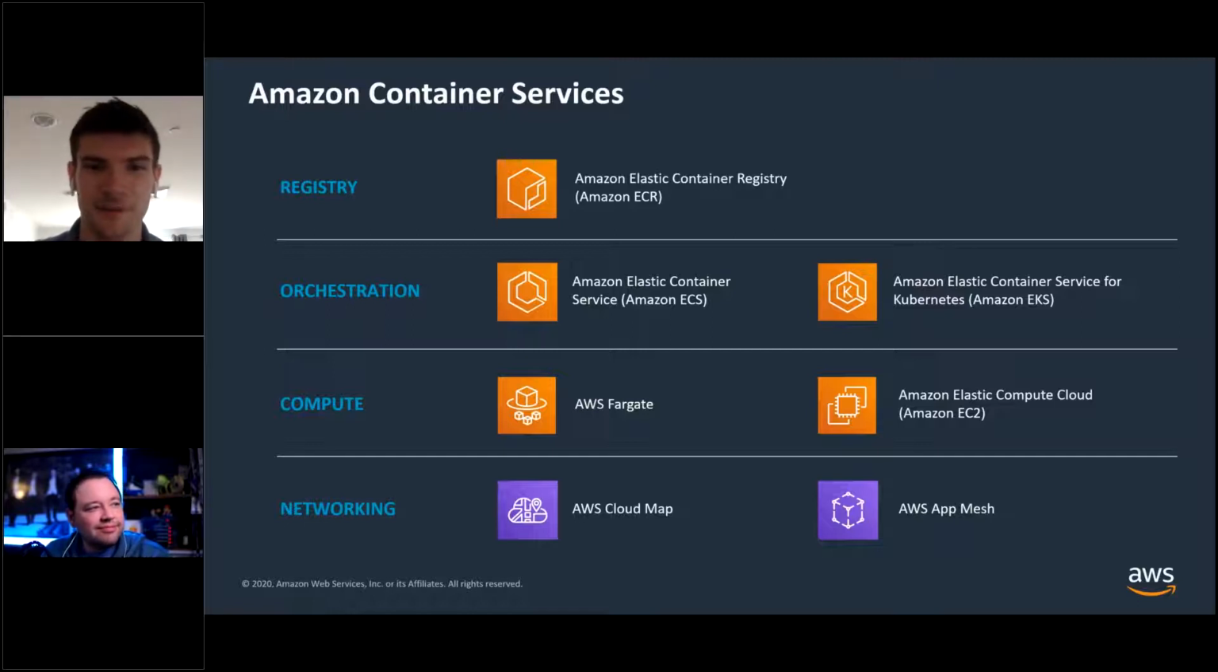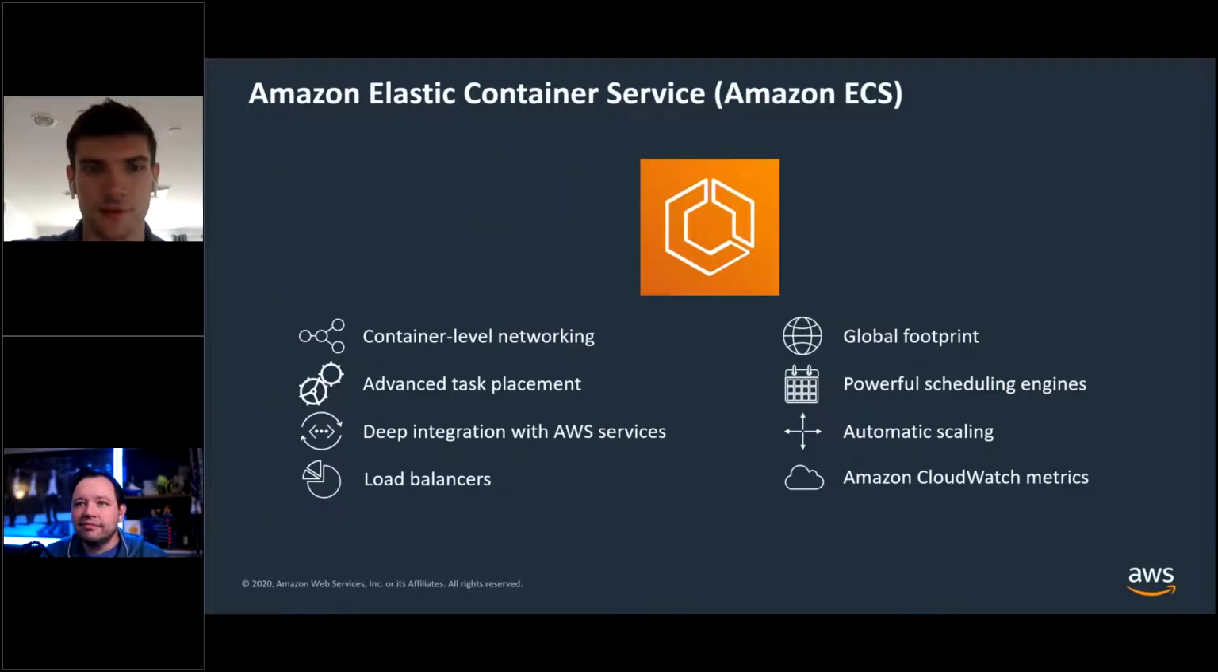And then we have our networking layer. We have AWS Cloud Map, which you can use for local service discovery, and AWS App Mesh if you want to get a true service mesh going. Back in 2015, the first container service we launched was Amazon ECS, and this was really our first foray into container orchestration.